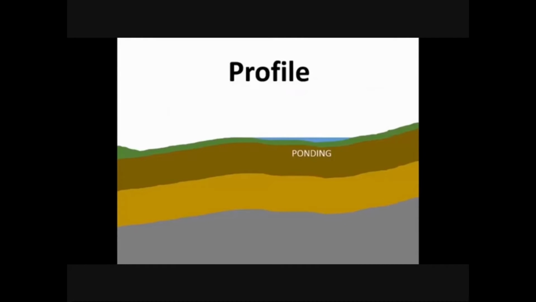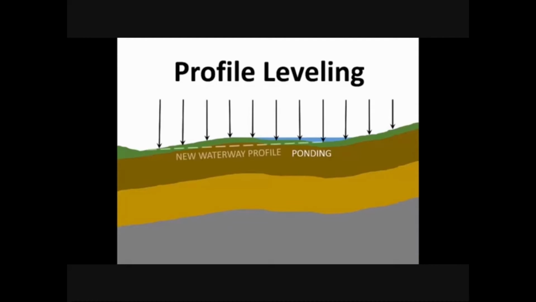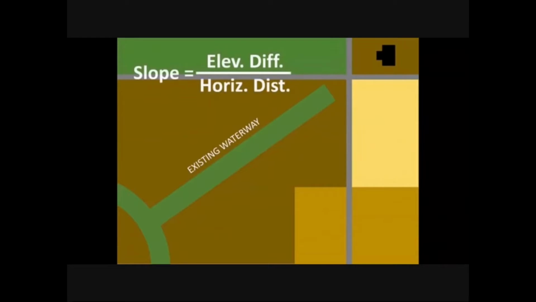So how do we begin to solve this problem? We can use a method called profile leveling. The idea is to measure the elevation at intervals along the waterway profile. Equipped with this information, we can design a new waterway profile and excavate the soil that caused the ponding problem. Here's a simplified map of your waterway. Computing waterway slope requires not only elevation difference, but also horizontal distance.